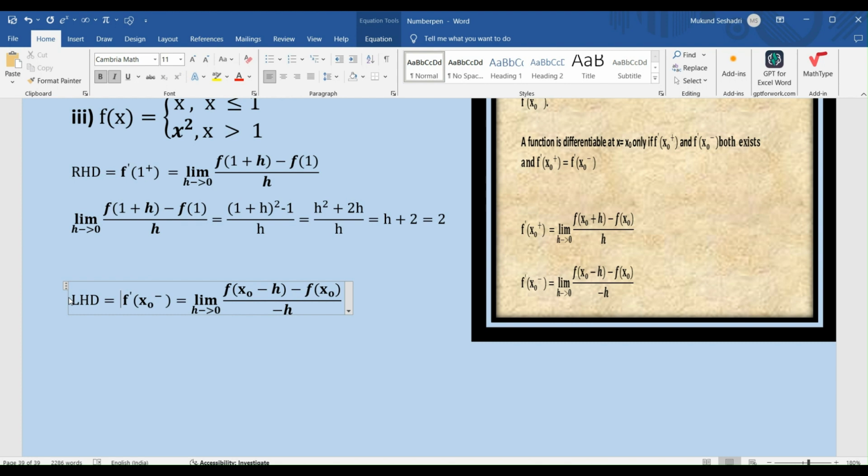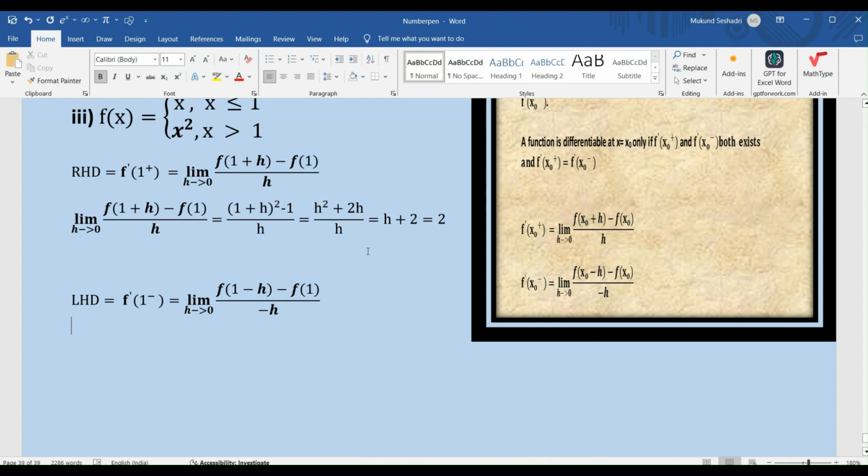So there we have the LHD on our screen. LHD equals f dash of x naught minus, limit h tending to 0, f of x naught minus h minus f of x naught divided by minus h, right? And what is our x naught? Our x naught is nothing but your 1. And wherever I have x naught, I can comfortably substitute it by a 1. F of x naught becomes f of 1, right? So this is our LHD.